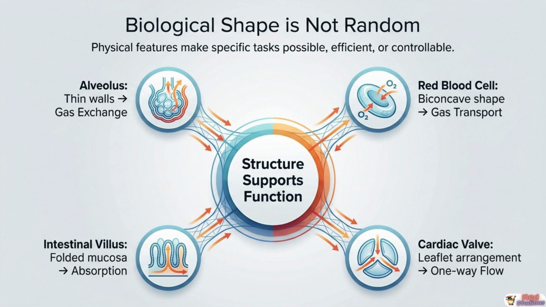On this slide, notice 4 examples: the thin alveolus for diffusion, the biconcave red blood cell for gas transport and flexibility, the intestinal villus for absorption, and the cardiac valve for one-way flow. Rather than memorizing the shape alone, always ask, what functional advantage does this structure provide?